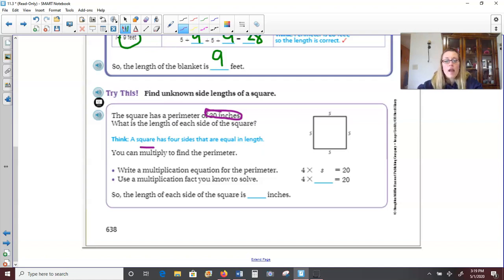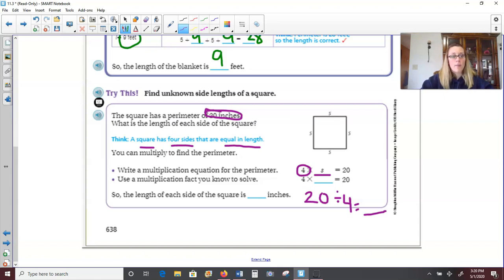A square has 4 sides that are equal in length. So what we simply can do is use multiplication, or I'm going to show you division too, for how to find the perimeter. We know that there are 4 sides in a square, so 4 times S, whatever S equals, has to be 20. And so we think, well, 4 times what equals 20? Or using division, take the 20, which is the total perimeter they told us, and divide it by the 4 sides of a square and see what that equals.